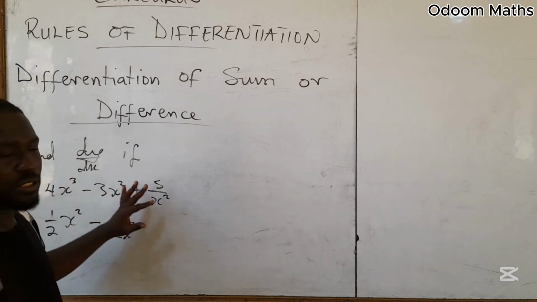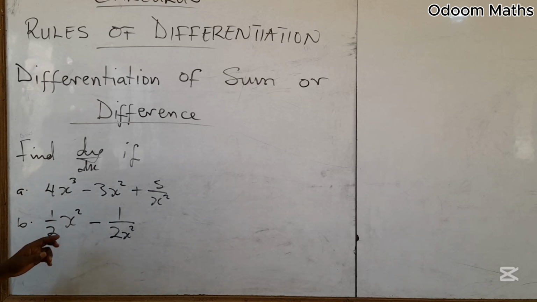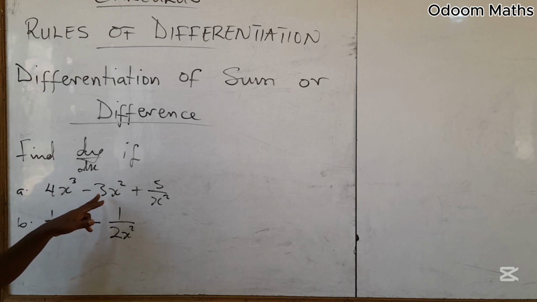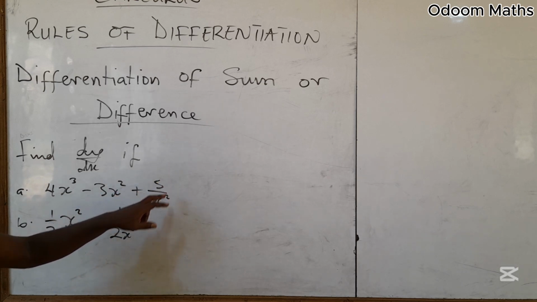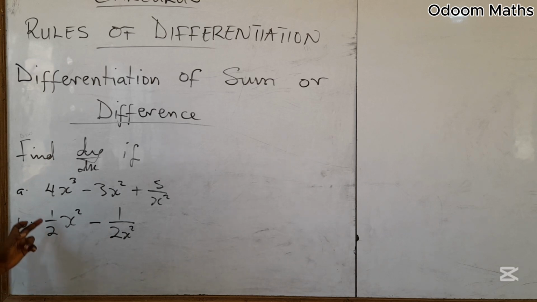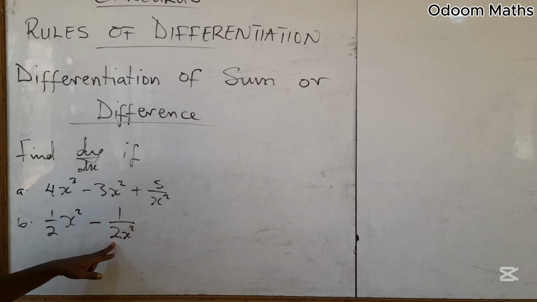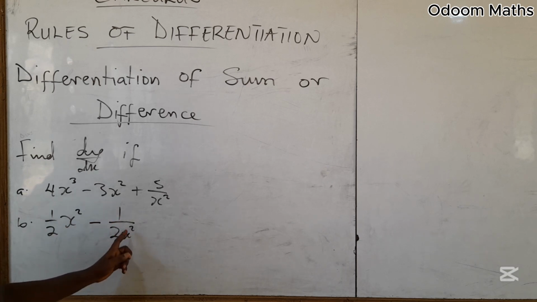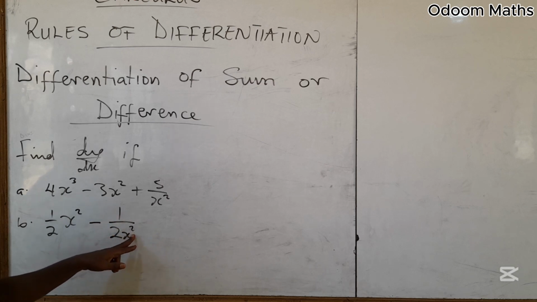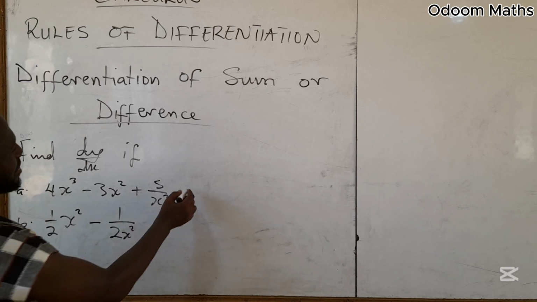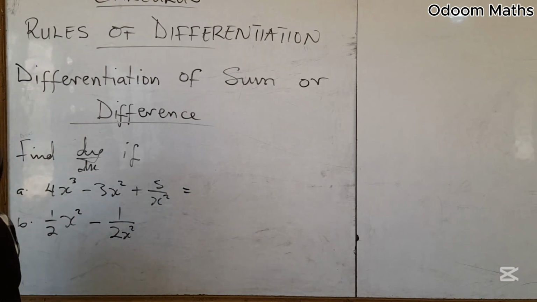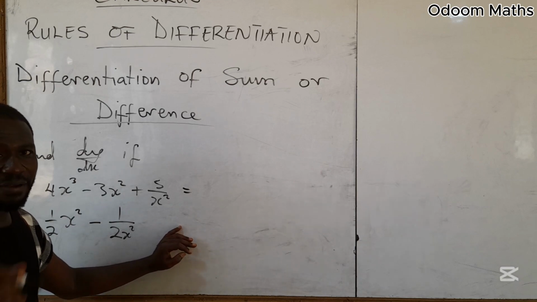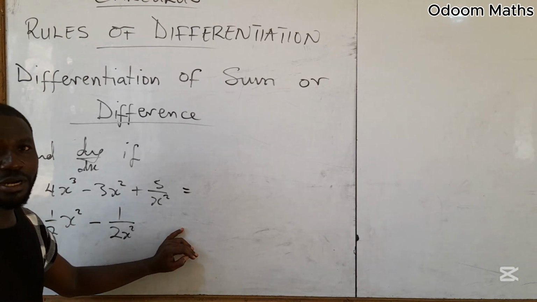Okay, so let's look at these two examples. The first one, we are finding dy dx of 4x cubed minus 3x squared plus 5 over x squared. Then b is 1 over 2 times x squared minus 1 over 2x squared. Please, you can pause and then continue. You pause, you solve, and then after, you check whether your answer is correct as mine.